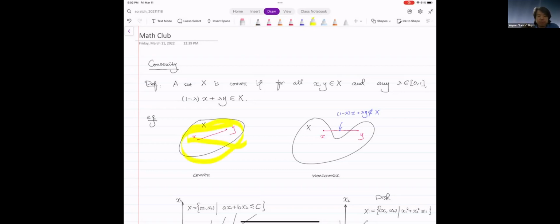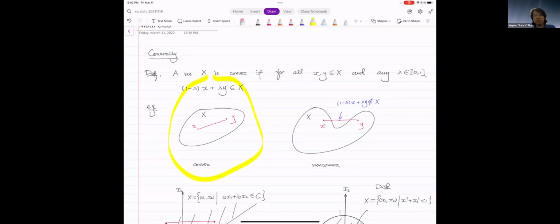You just consider 2 points on the set. So here I've already chosen 2 points, x and y. And if you connect the line segment between those 2 points, and the line segment stays in the set, then we say that the set is convex. So here, obviously, we have an example of a convex set.